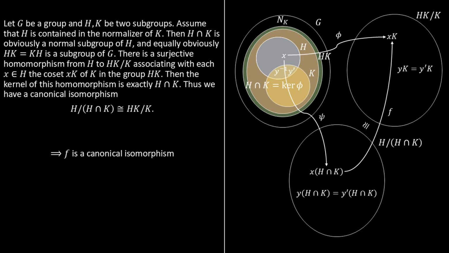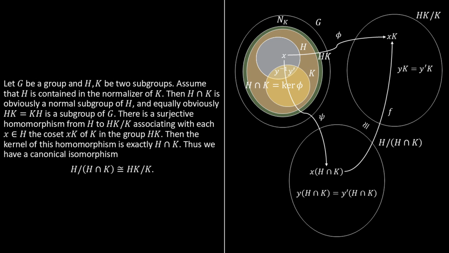Therefore, f is a canonical isomorphism, and H mod H ∩ K is isomorphic to HK mod K is called the second isomorphism theorem. So far I've shown the second isomorphism theorem.